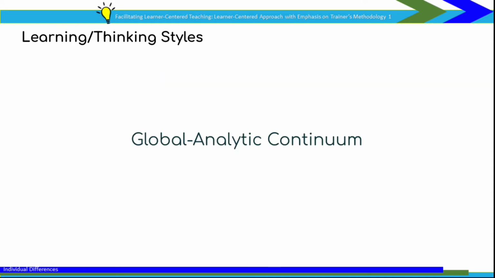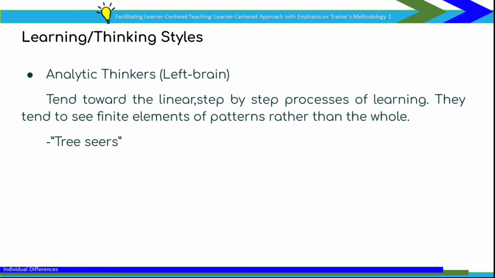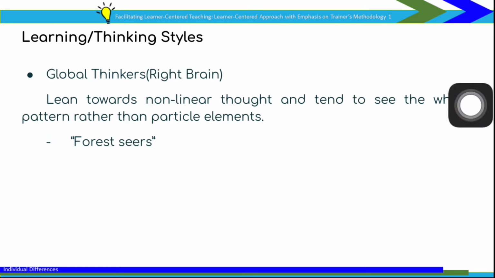Aside from sensory preferences, we have the global analytic continuum. Analytic thinkers tend toward the linear step-by-step processes of learning. They tend to see finite elements of patterns rather than the whole. They are the tree seers. They are more comfortable in a world of details and hierarchies of information. While the global thinkers lean towards non-linear thought and tend to see the whole pattern rather than particle elements. They are the forest seers, who give attention only to overall structure and sometimes ignore details.